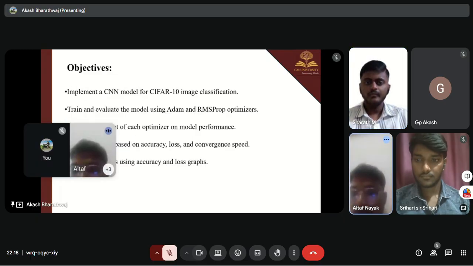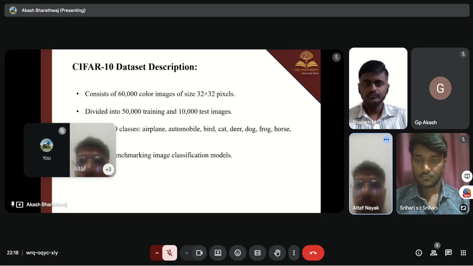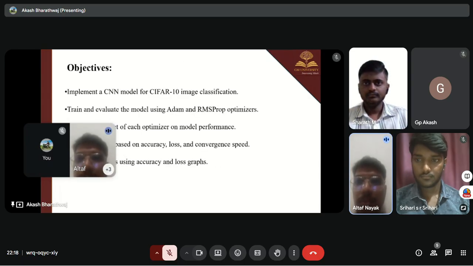Thank you, Sharath. Now I'm going to tell you about the objectives of our project. The main objective is implementing a CNN model for CIFAR-10 image classification. Here we will train and evaluate the model using the Adam and RMSprop optimizers. It will help in analyzing the effect of each optimizer on model performance, and we will compare the results based on accuracy, loss, and convergence speed. Visualization of findings using accuracy and loss graphs.